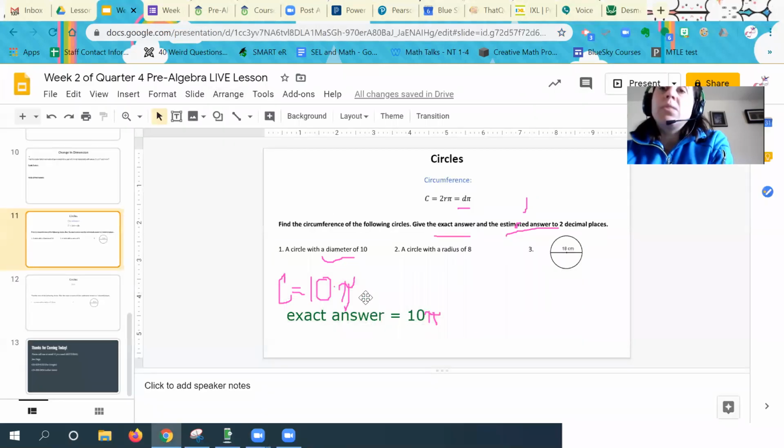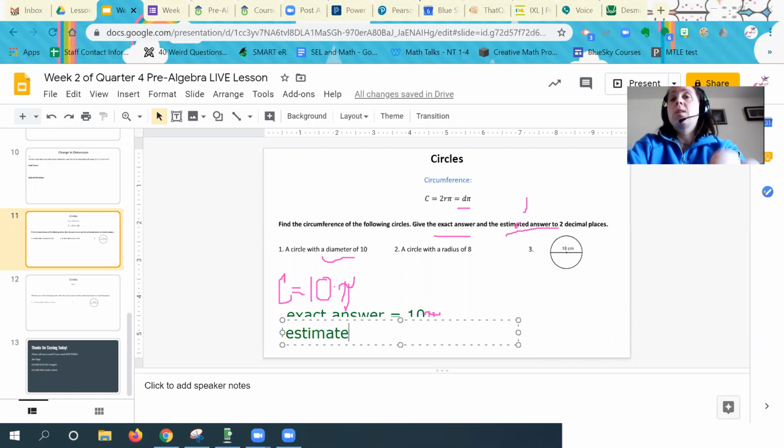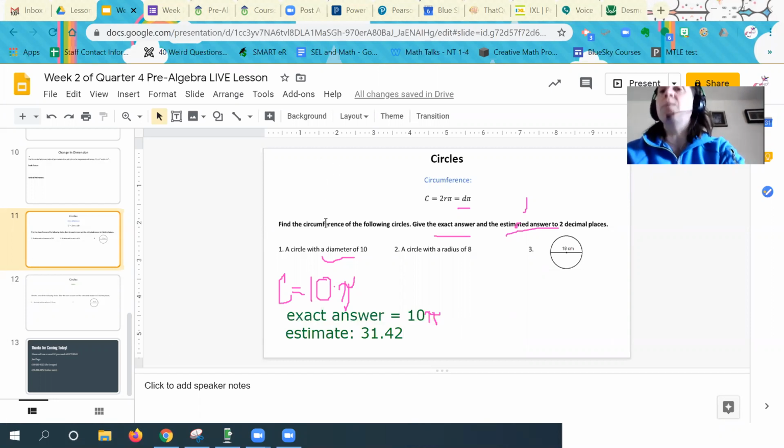So we would say the estimated answer is 31.42. And we don't have to say units squared or anything here. We would give a unit, but it's not squared, because circumference is like perimeter. It's just the distance around. You don't need to square it.